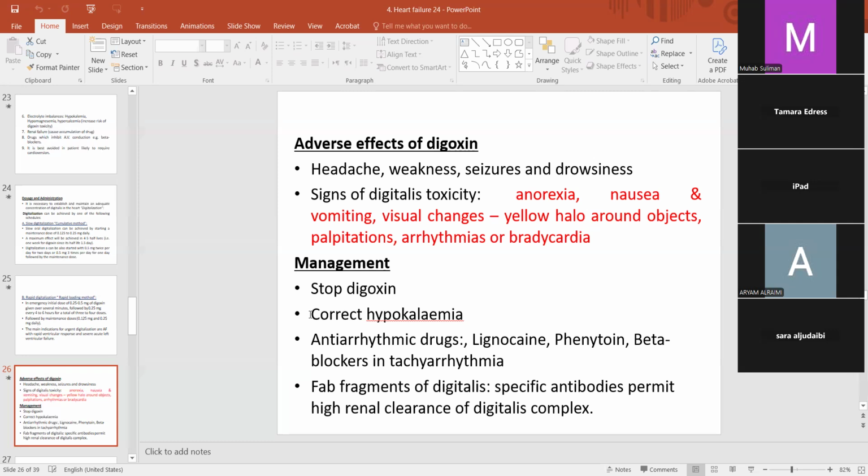If tachyarrhythmia, we have three drugs: lignocaine, phenytoin, and beta blockers. And if it is bradyarrhythmia, we can use atropine for the patient.